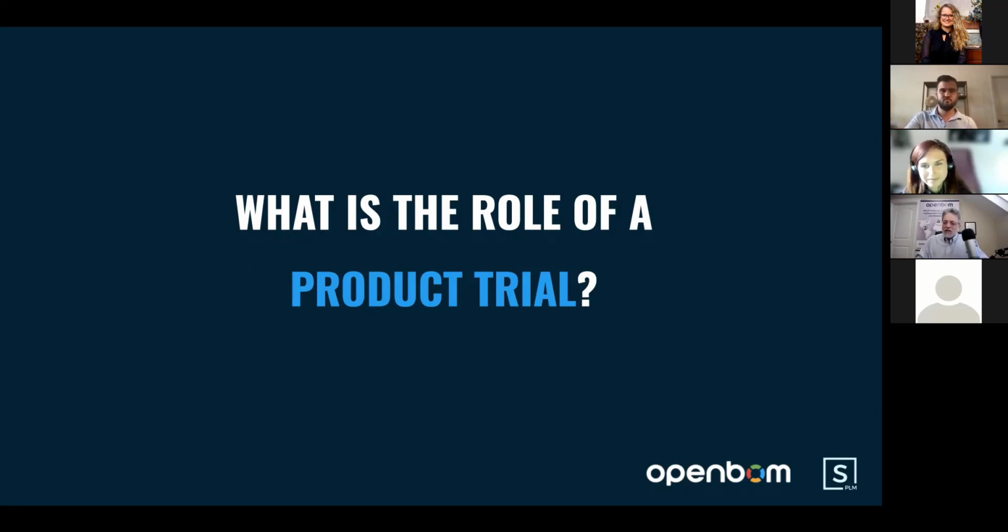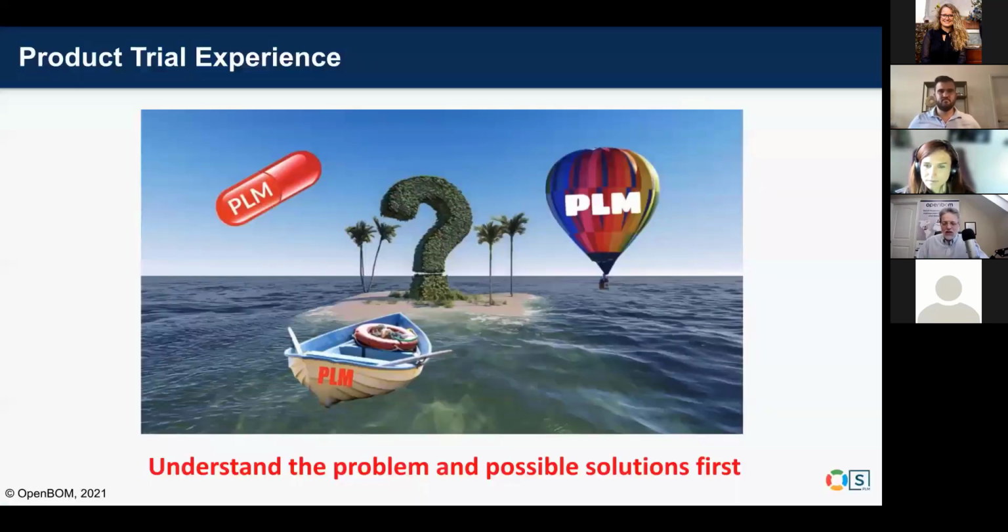Yeah, product trial is a natural part of the evaluation process. The evaluation process is, like Jared explained, a little bit bigger. So you understand the problem, you understand possible solutions, but product trial is something that we provide online for everyone. We learned that we can give software to everyone because of technology and the architecture of the OpenBOM platform.